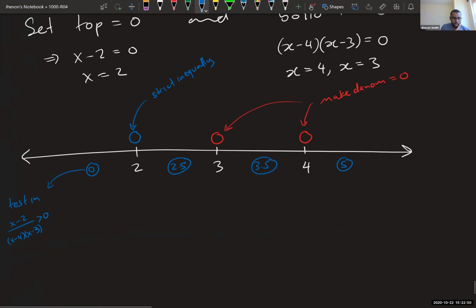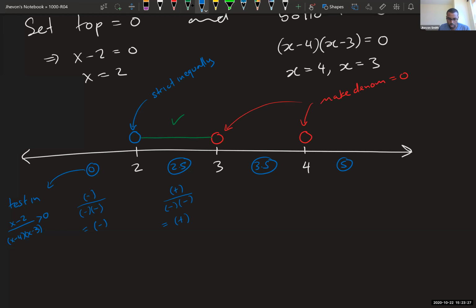So if I plug in 0 for x in this expression, I would get a negative in the top, a negative in the bottom, and a negative in the bottom. This gives me a negative overall. I don't care about the values, I just care about the signs. If I plug in 2.5, 2.5 minus 2 is positive in the top. 2.5 minus 4 is negative. 2.5 minus 3 is negative. So overall, that's a positive, right? Which is what I want. So this works.